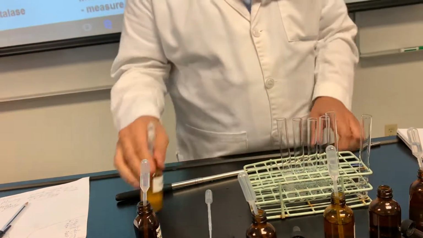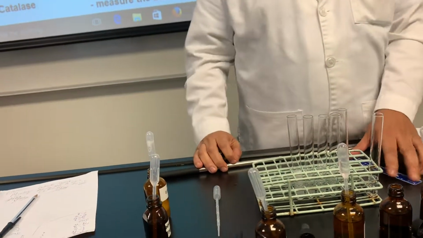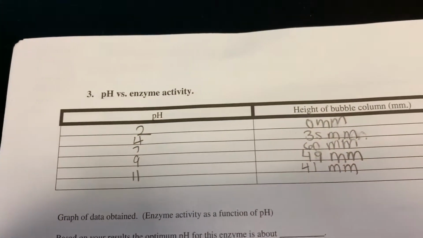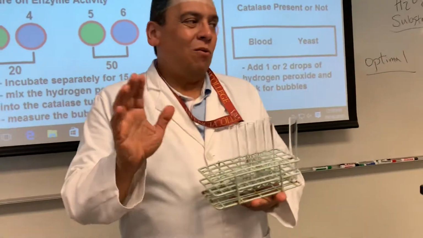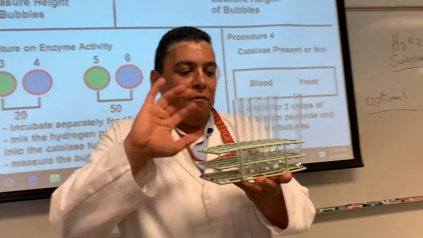pH 11 is not enough to denature this enzyme all the way. I've been trying to get this set up, and at 12 or 13 actually works better for this one. But you don't need to know why, okay? I mean, it will blow your mind away, so we don't need that.